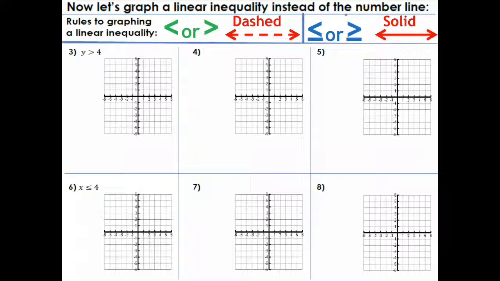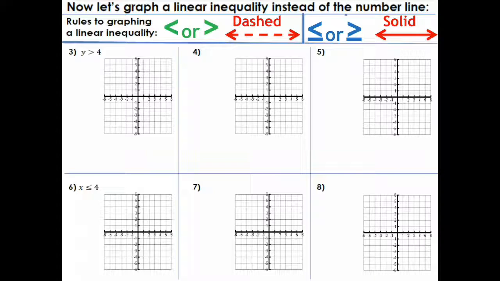Okay? All right, so now let's go ahead and graph the first one together. We're going to start out by graphing just the line y equals 4. Now, actually, before that, we need to know, is this going to be a dashed line or a solid line?